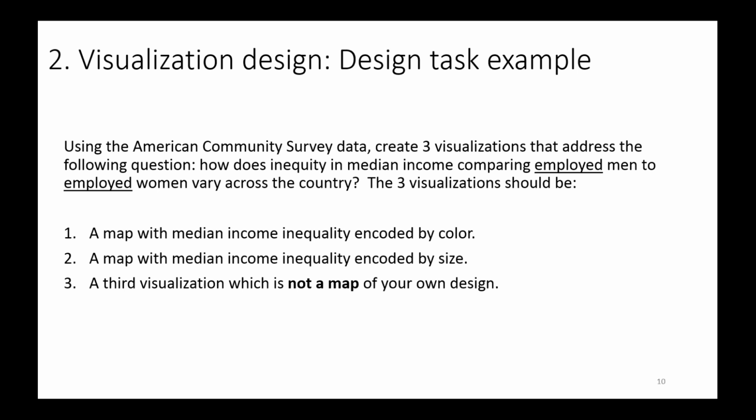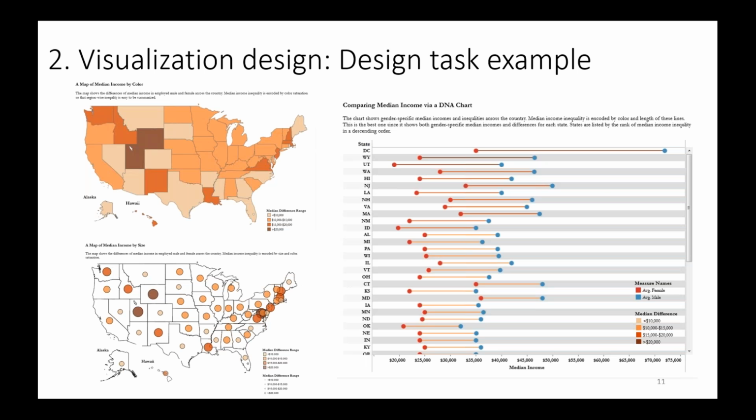The first 2 ways were with a map, using different EPTs to encode income equality. And then the third one is not a map. So I forced them to try to get a little bit creative here. This is an example of a visualization that a student created for this task. The first 2 maps on the left look at inequality in median income using color or size, but then the plot on the right doesn't use a map, and it actually visualizes the median income separately for men and women with the length of each line showing the size of the inequality, and then ranked by the size of that inequality.